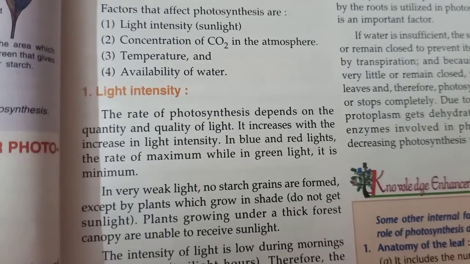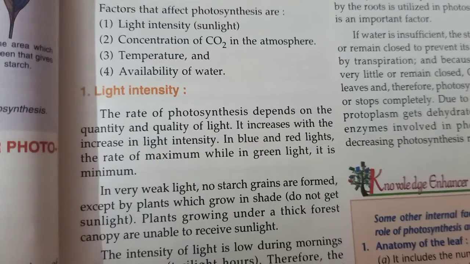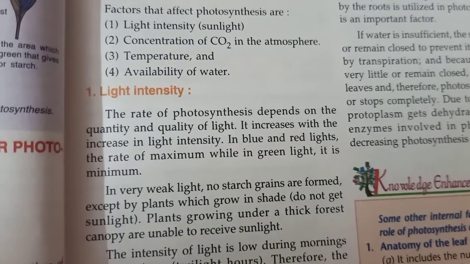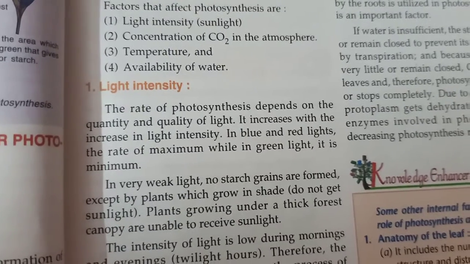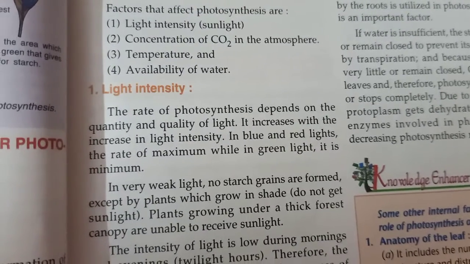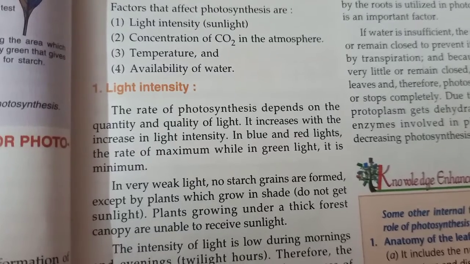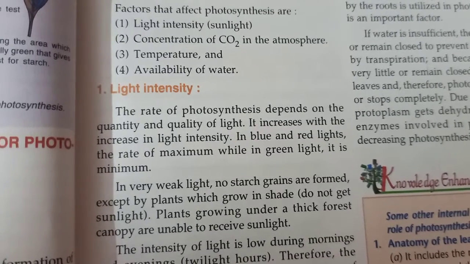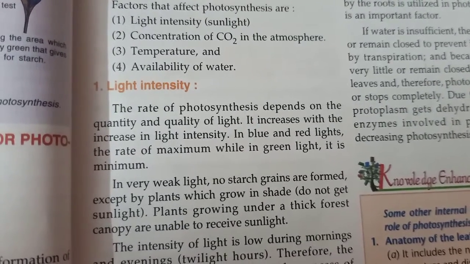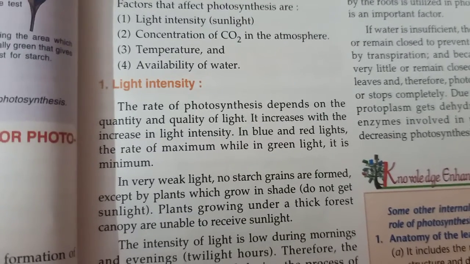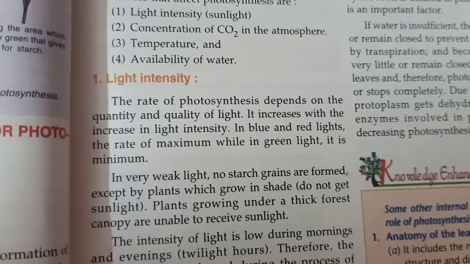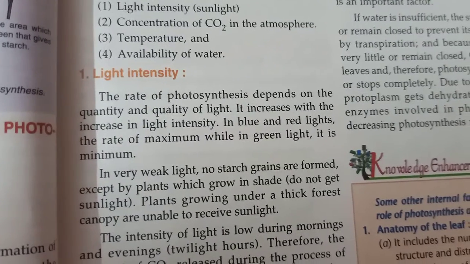So you can see here that with the increase in light, the rate of photosynthesis also increases. In blue and red light the rate is maximum because the intensity of those lights is great, but in green light the rate of photosynthesis is minimum.